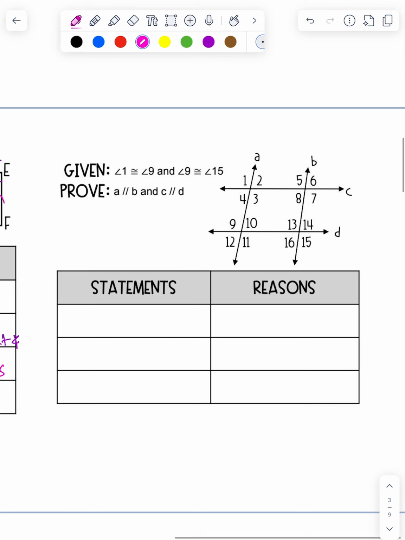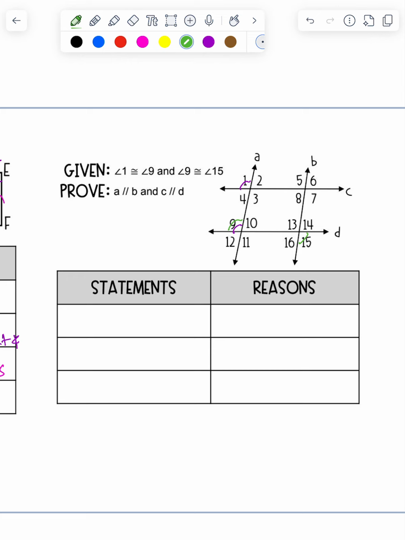Moving on over here, we have angle 1 is congruent to angle 9. So here's angle 1 and here's angle 9. And we have angle 9 is congruent to angle 15. So here's angle 9 and here's angle 15. And our goal is to show that A is parallel to B and that C is parallel to D.